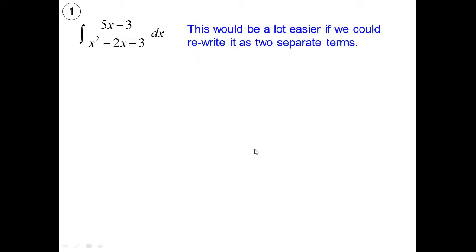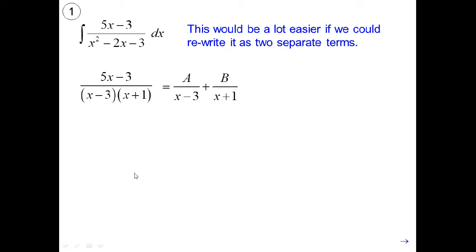What we're going to do is write it as two separate terms instead of just one. First thing you're going to do is factor the denominator. If the denominator is not factorable, then you're kind of stuck with dealing with that as it is. But if it's factorable, you're going to factor the denominator, and rewrite this as the sum of two fractions. One fraction will have the denominator that is the first factor here, and the other one will have the denominator that's the second factor here.